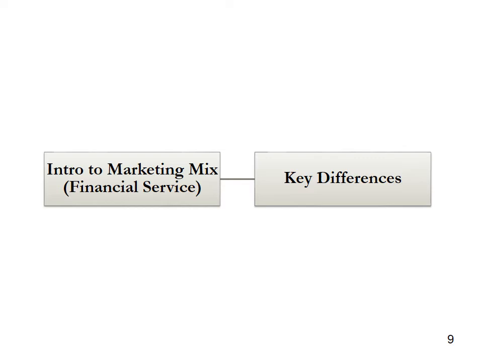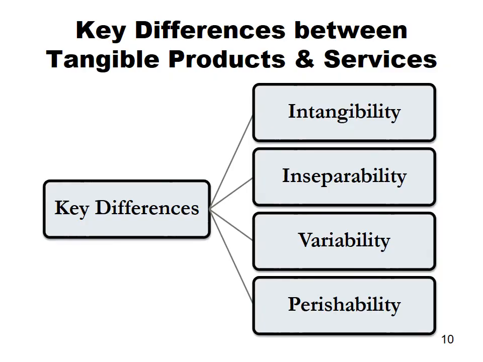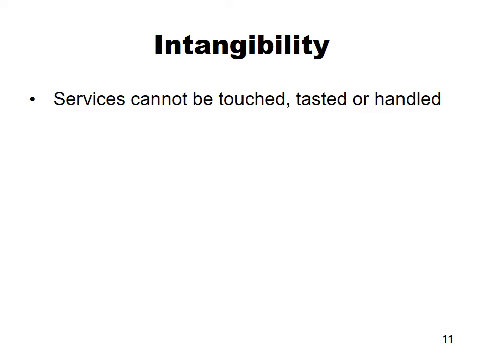The key differences between tangible products and services: the first one is intangibility, then inseparability, variability, and perishability. Intangibility: services cannot be touched, tasted, or handled.